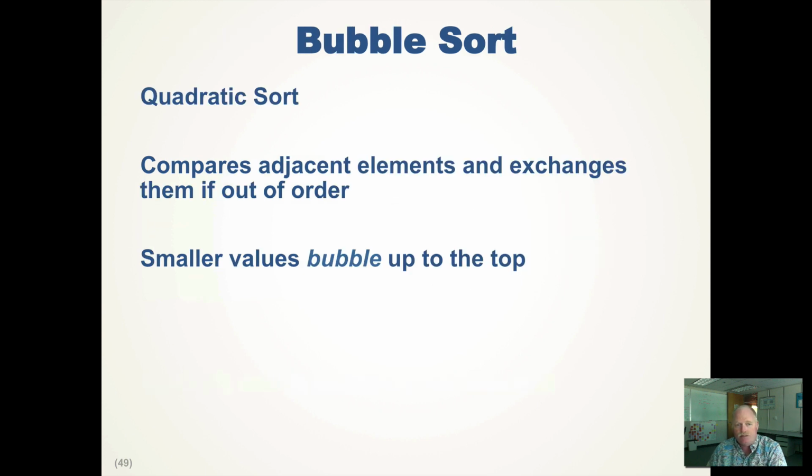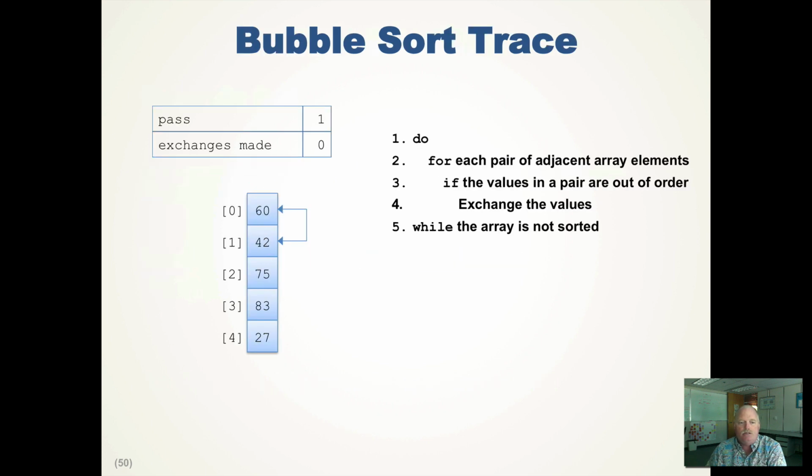It's also a quadratic sort, and in this case we just compare adjacent elements and exchange them if they're out of order. So what happens is smaller values bubble to the top of the array, as you'll see next, and the larger values sink to the bottom, so that's why it's called a bubble sort, because smaller values bubble to the top. So let's take this array here. For each pass, we loop until the array's sorted. While it's not sorted, we'll continue looping. So for each pair of elements, if they're out of order, we swap them.